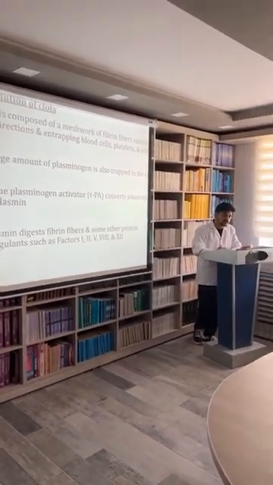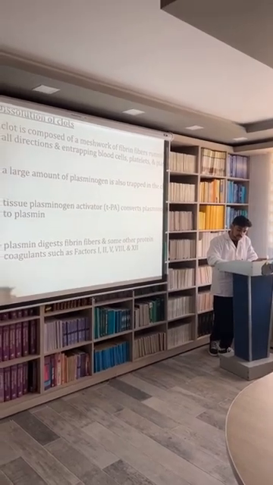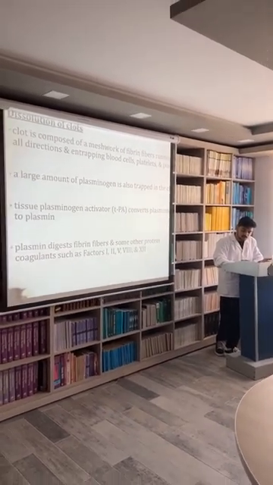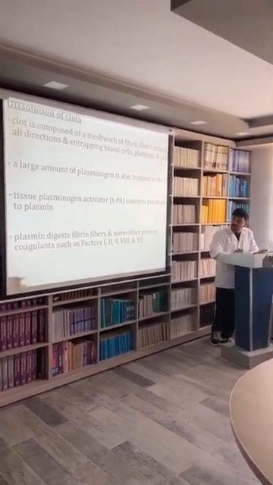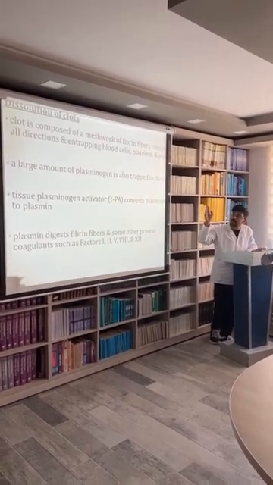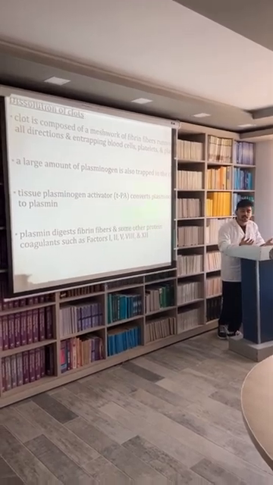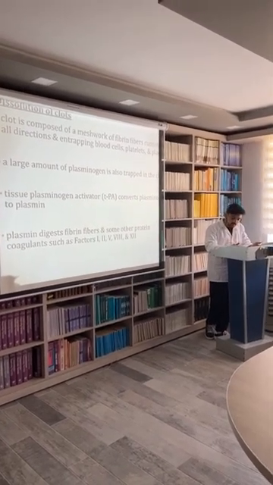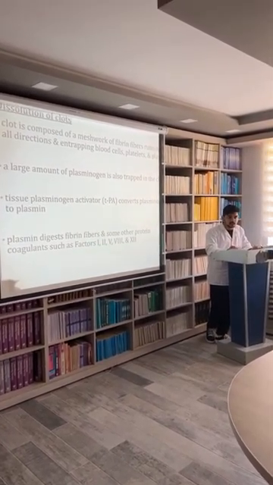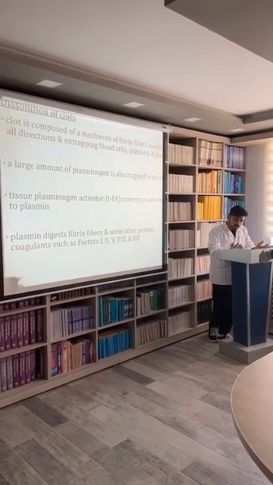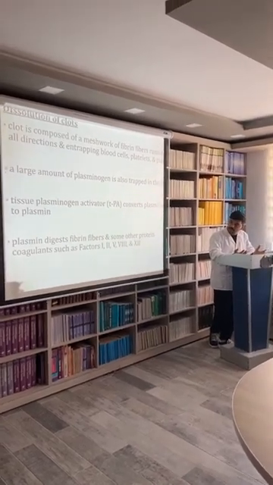After the formation of clots, now we have the dissolution of the clots. Like I told you, the mesh network of fibrins is formed in the clot formation. Then they will interact with the blood particles, cells, and platelets, and also they will attract the plasma. Then a large amount of plasminogen will be trapped in the clot.